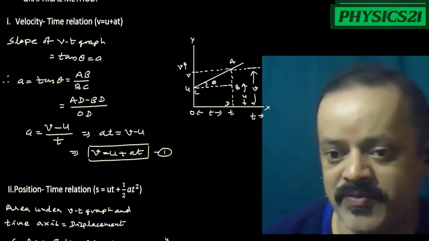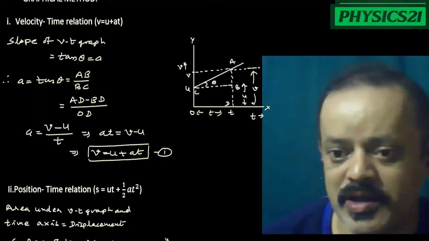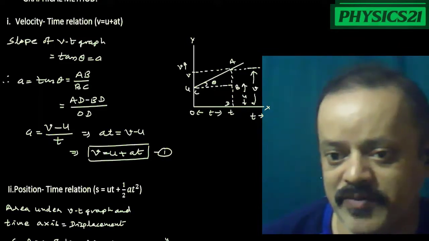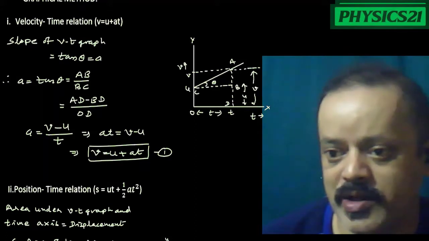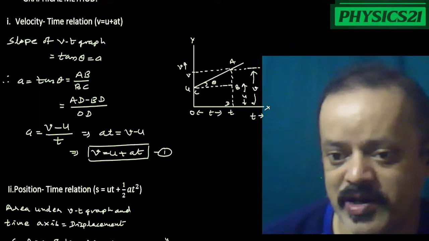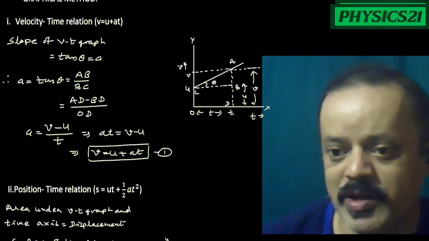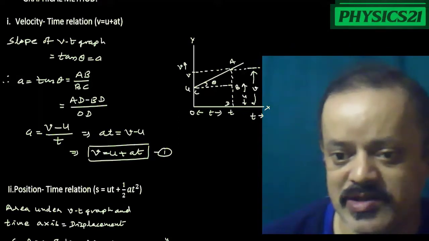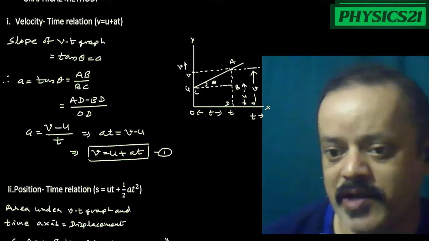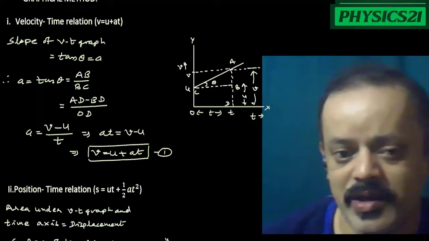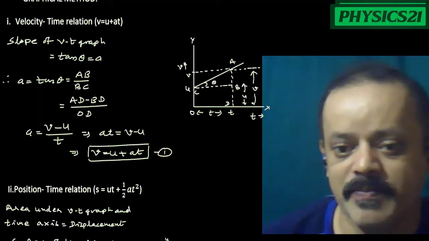Now in place of AB, we can substitute AD minus BD. In place of BC, we can substitute OD. So we get (AD minus BD) divided by OD. From the graph, the value of AD is equal to v, which is the final velocity. The value of BD is equal to u, which is the initial velocity. And the value of OD is equal to t, which is the time duration.